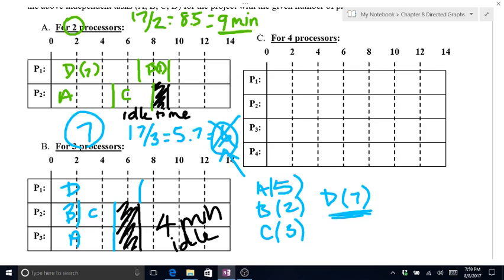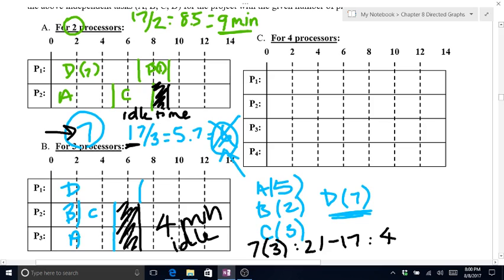How can we calculate that idle time without actually drawing out what's happening here? Okay, think about it. We came up with 7 minutes. Each person has to work 7 minutes. So if I've got 3 processors, 7 times 3 is 21. In all reality, it should only take 17 minutes to do all 4 of these tasks. So if I subtract 17, that gives us 4 idle.